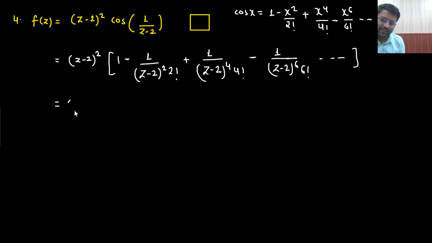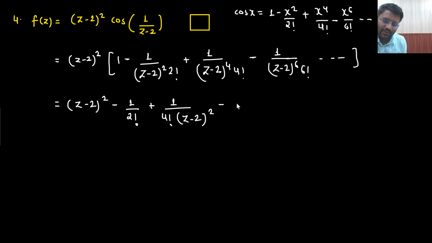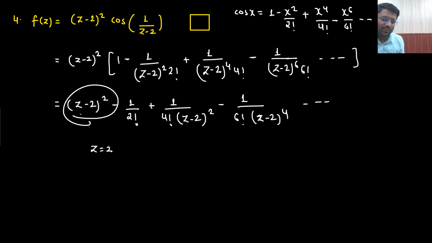So what will you be getting? 1 upon (z-2)^2, minus 1 upon 2 factorial, plus 1 by 4 factorial, 1 by 4 factorial (z-2)^2, minus 1 by 6 factorial (z-2)^4, and so on. Right? In that manner it will keep on going. Now can you tell me where is the problem? Yes sir, z equals 2 will create a problem. Sir, here there is no issue, but here there is an issue. Here also there is an issue.